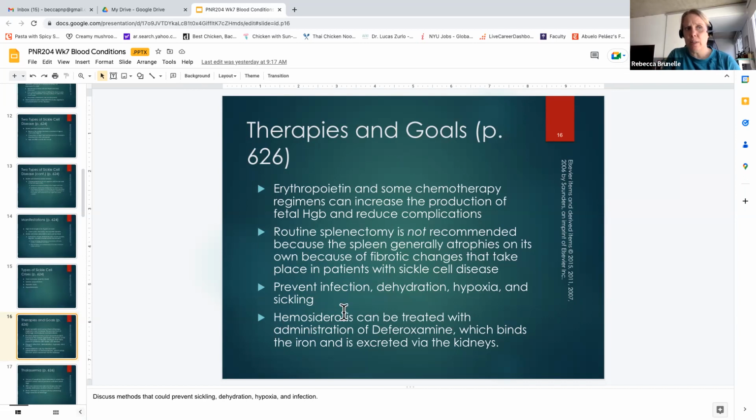And then hemosiderosis refers to accumulation of iron in different tissues. So when you break down red blood cells and hemoglobin, you release iron, and that can build up in different tissues. And there's a specific medication, deferoxamine, which binds to the iron and helps remove it from the body.